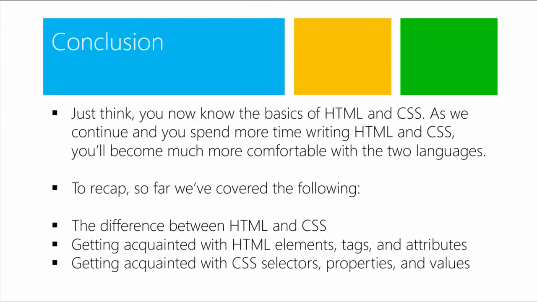So in conclusion, you now know the basics of HTML and CSS. As we continue and you spend more time writing HTML and CSS, you'll definitely become more comfortable with the two languages. To recap, so far we've covered the following: the differences between HTML and CSS, so you have to keep things separate and understand that these are two independent languages. Getting acquainted with HTML elements, tags, and attributes. And with cascading style sheet, we talked about selectors, properties, and values. So hope this helps, and let's move to our next lesson.